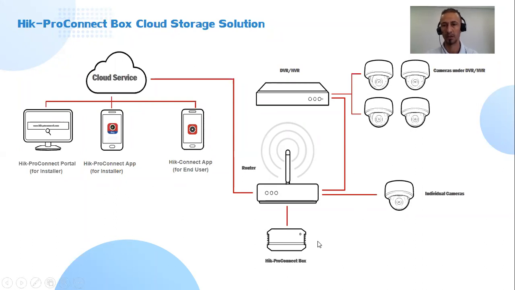So this is how the topology works. The client would have a physical camera on site, which is then connected to a router. You can then have your HIK-Pro Connect box in another location in the building, provided it is connected to that same router or to a physical switch connected to the same LAN network. Then we are able to pull in the stream from the physical device itself.